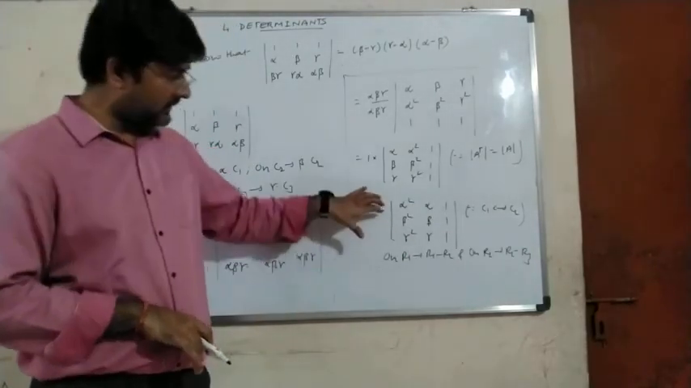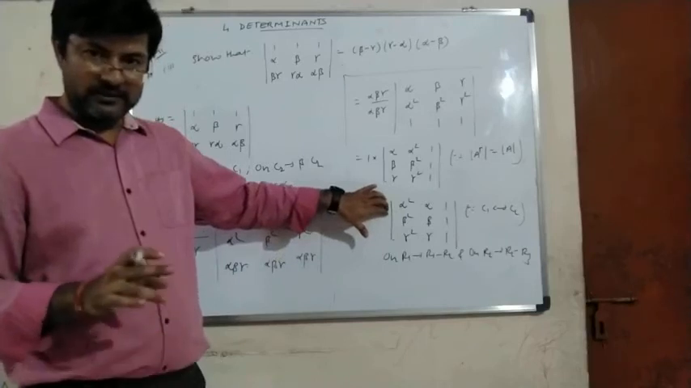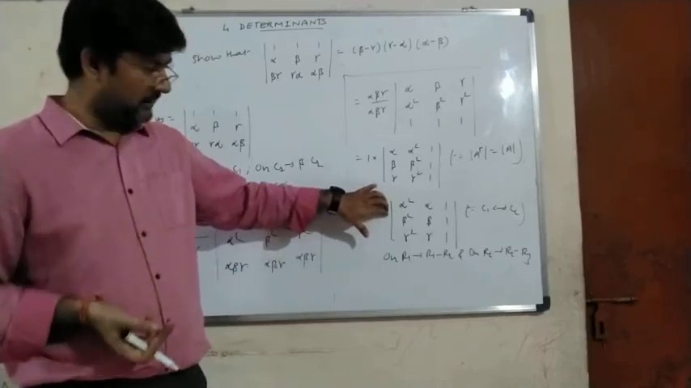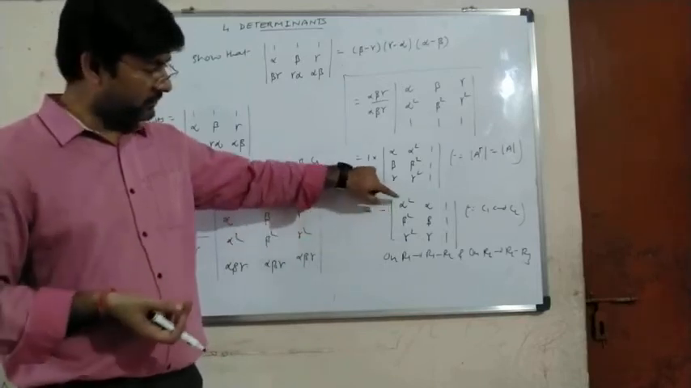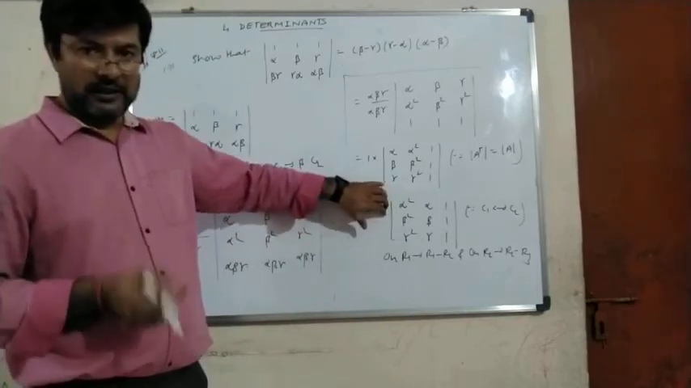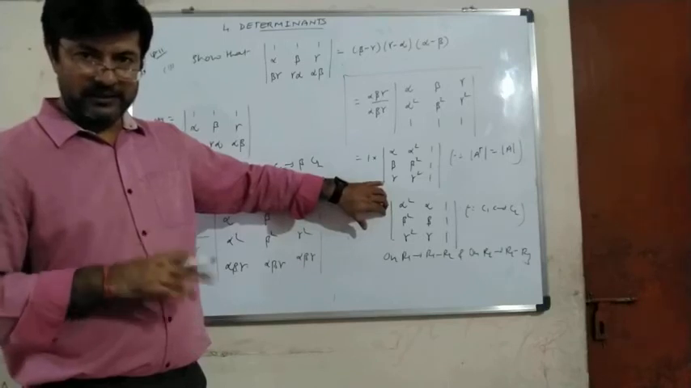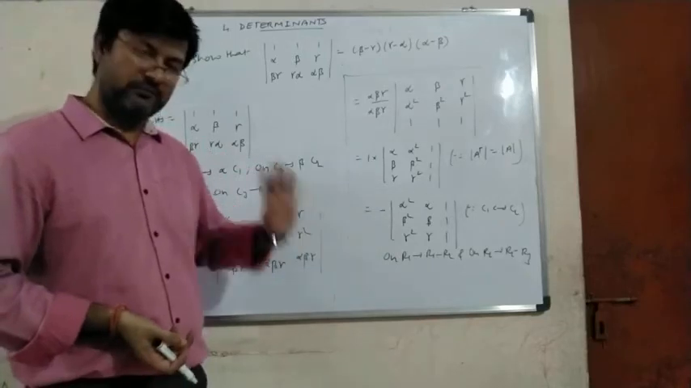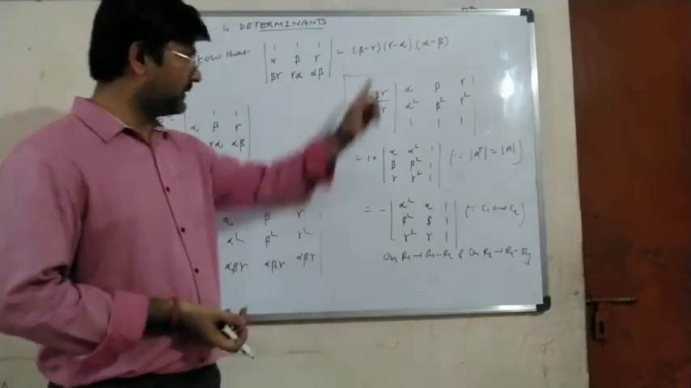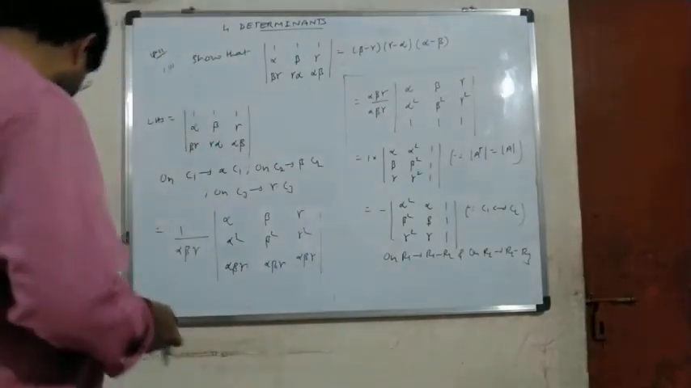What is the result? A minus b, b minus c, a minus c. Or minus a minus b, b minus c minus a. So here we will get minus alpha minus beta, beta minus gamma and gamma minus alpha. So minus minus will be plus. Okay, so that will be the answer. But let me show all the steps over here.